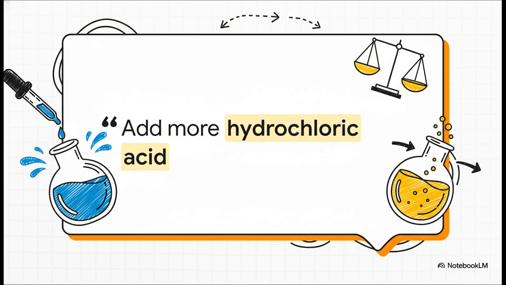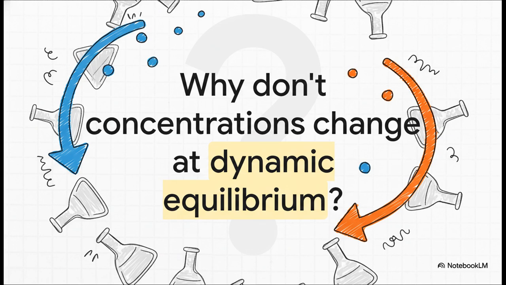The correct answer is to add more hydrochloric acid. It's that Le Chatelier's principle again. If you add more of a reactant, in this case the hydrochloric acid, the system will try to use it up. To do that, it has to shift the equilibrium to the right, which means, you guessed it, making more of the yellow product. And here it is, the final question.